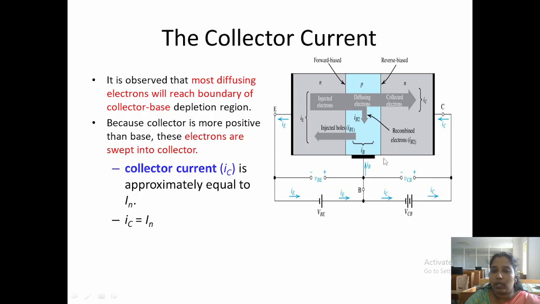Okay, so it is observed that most diffusing electrons will reach the boundary of the collector-base depletion region. Here a depletion region is formed, as you can see in the video in the previous unit, PN junction diode. I have explained clearly how the electrons and holes are attracted and how the depletion region is formed. Because the collector is more positive than the base, these electrons are swept into the collector. So the collector current is approximately equal to the emitter current, which is the addition of base current and collector current.